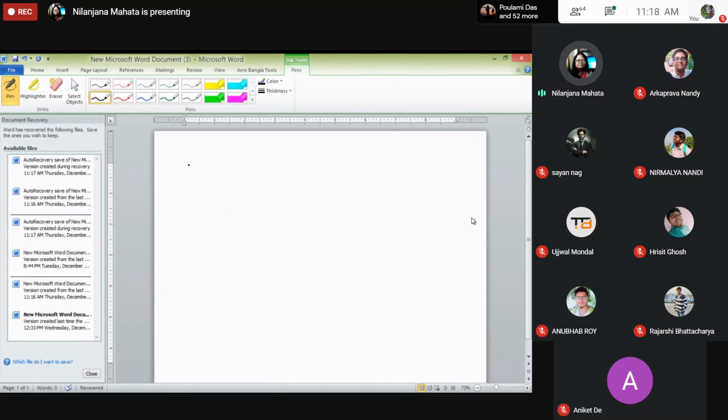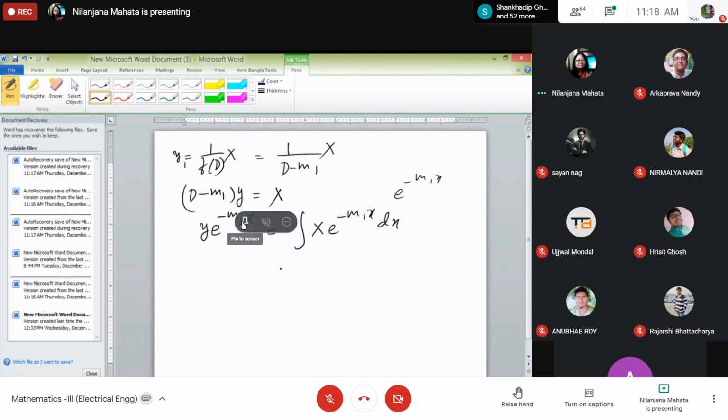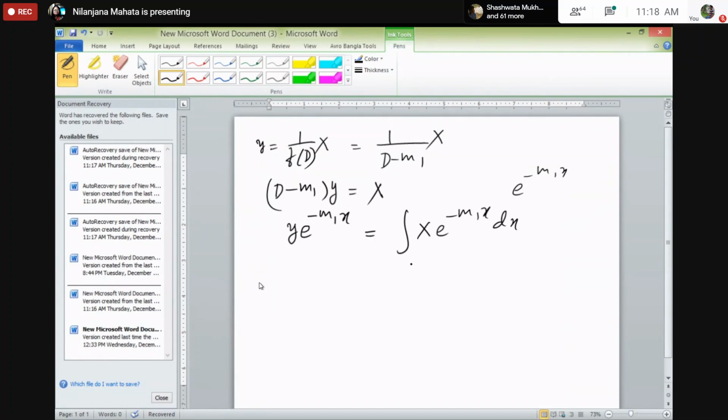Okay, so what I have left with: y is equal to 1 by f(D) x, that was 1 by (D minus m1) x, so (D minus m1) y is equal to x. I have multiplied by the integrating factor, and the left hand side y e to the power minus m1x will be the integral of x e to the power minus m1x dx. So your y will be nothing but e to the power m1x times the integral of x e to the power minus m1x dx. So this is the general form.